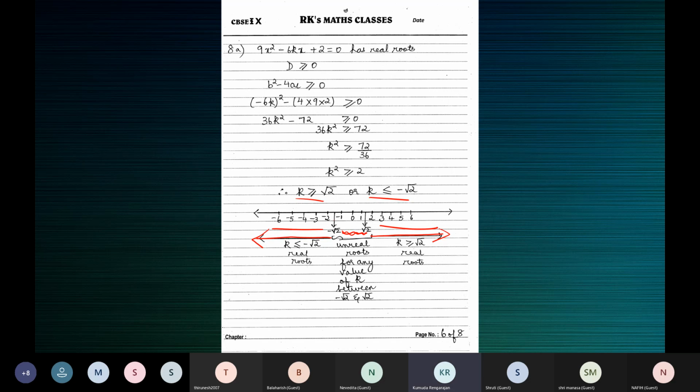Because roots can be only of two types, right? Real roots, unreal roots. Either the roots are real or they're unreal. So when k takes any of these values, real roots. Between minus root 2 and plus root 2, for any of these values, it will have unreal roots.